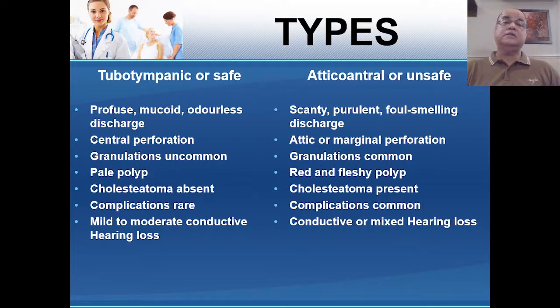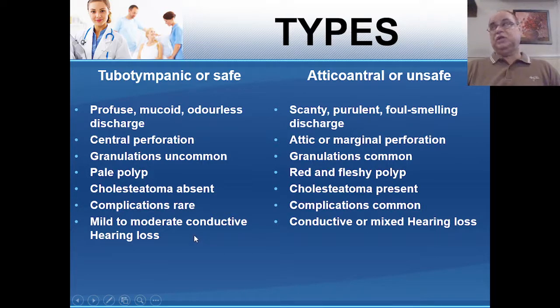Cholesteatoma is absent in tubotympanic while cholesteatoma is present in atticoantral type. Complications are rare in case of tubotympanic because there is no cholesteatoma, because there is no underlying osteitis or necrosis. So that's why it is called safe disease. While in case of atticoantral type, the complications are very common.